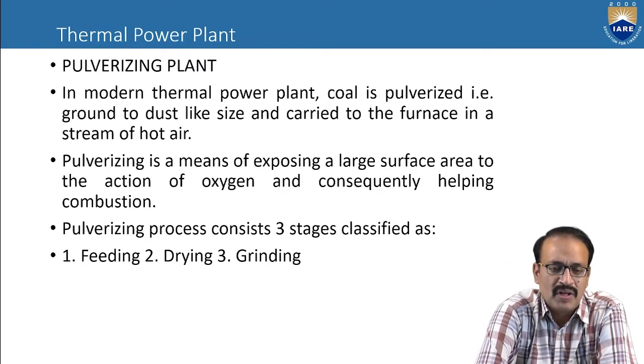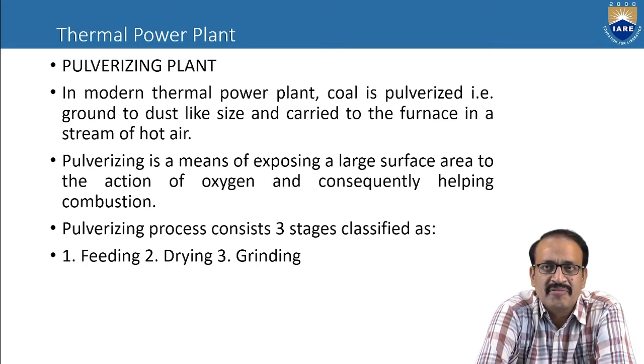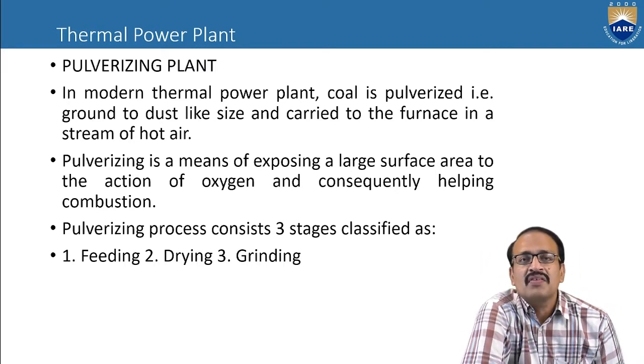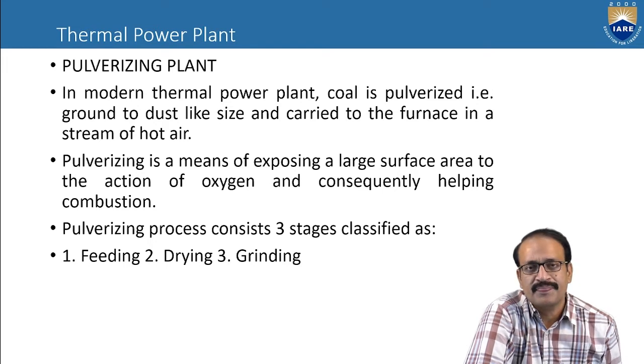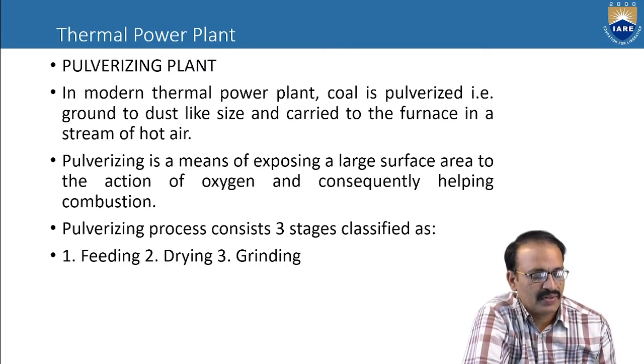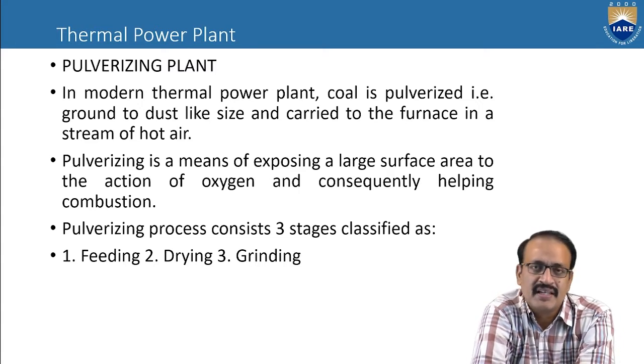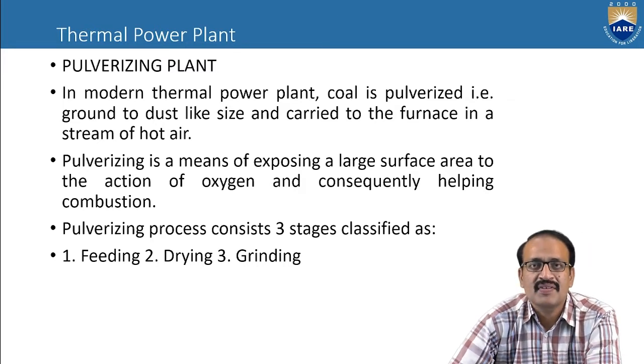Next, the pulverizing plant. Here the coal is pulverized, made to a dust-like size. It is done because by doing so, we can increase the efficiency of the combustion. There are three stages in the pulverizing plant: feeding, drying, and grinding. So this is all to increase the efficiency.